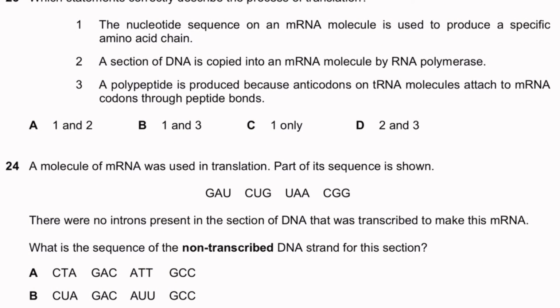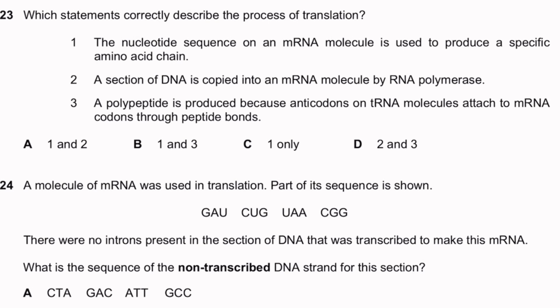Okay, so mRNA is going to bind to the ribosomes, and what happens there is that the tRNA is going to come in with the complementary anticodon carrying its amino acid, and then this amino acid is going to bind to the polypeptide chain that's being formed. So the nucleotide sequence of mRNA is used to produce a specific amino acid chain. That is kind of true.